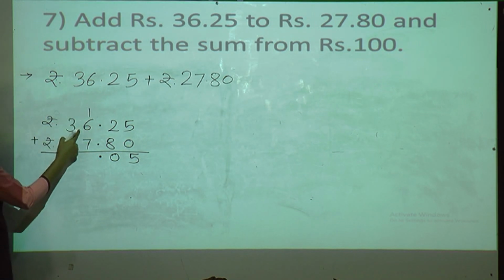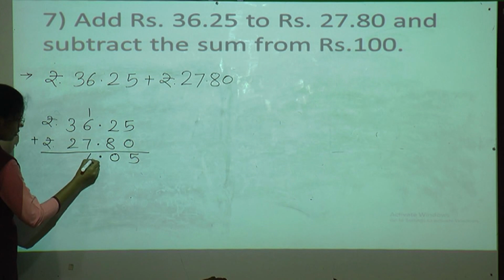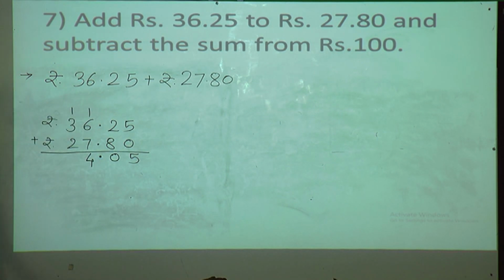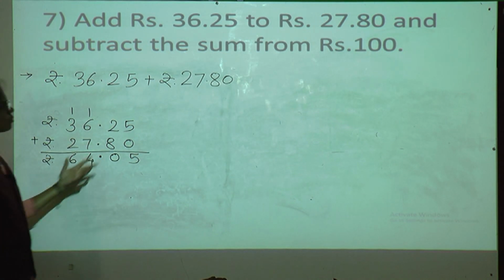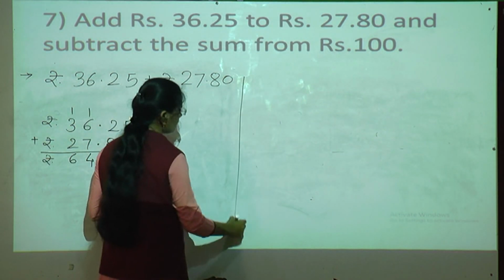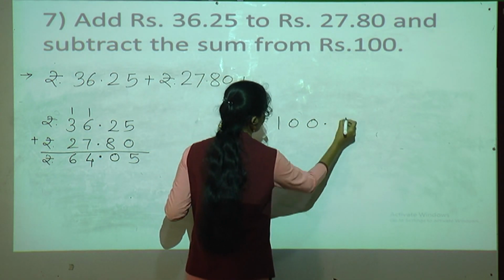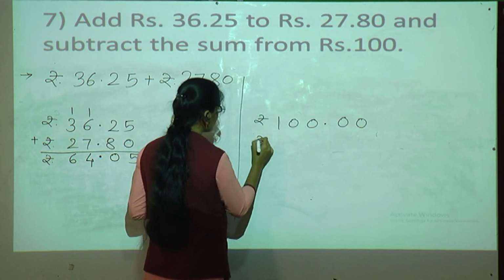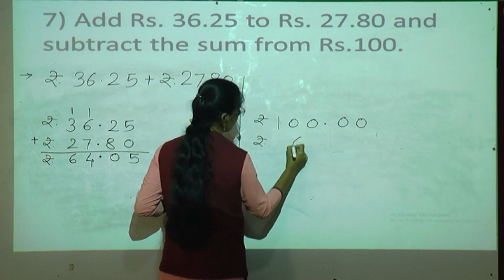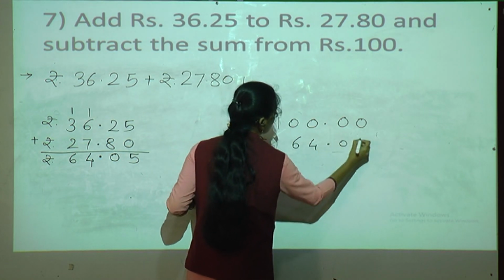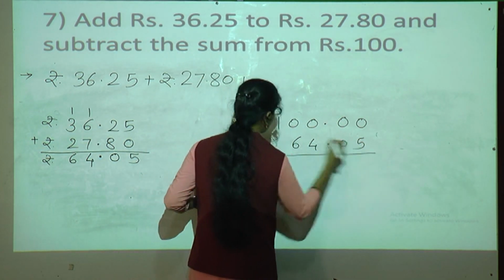Then 1 plus 6, 7. 7 plus 7, 14. So write here 4 and 1 as a carry. Then 1 plus 3, 4. 4 plus 2, 6. So what sum did we get here? Rupees 64.50. Now this sum we have to subtract from the 100. So we will do the subtraction from 100. We have to subtract rupees 64.50. Okay, so let us do the subtraction.